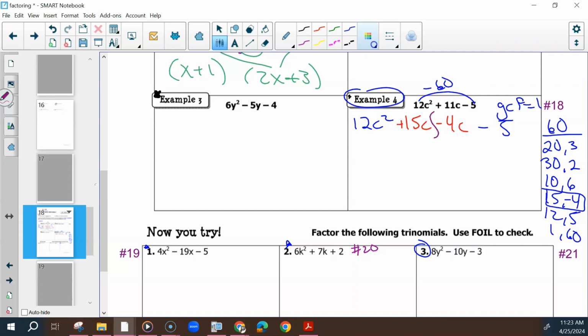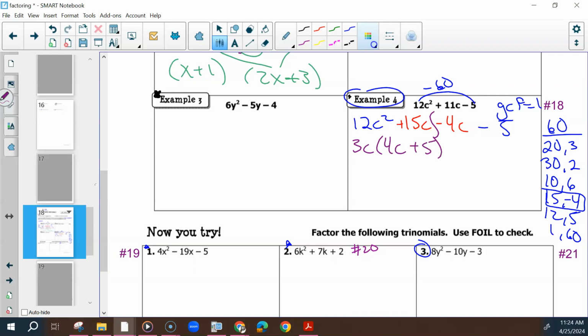What do those first two have in common? What can we divide out of those first two? 3c, yes, both. So if I divide both of them by 3c, what's left? 4c plus 5.